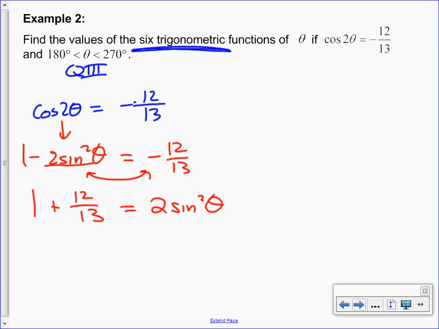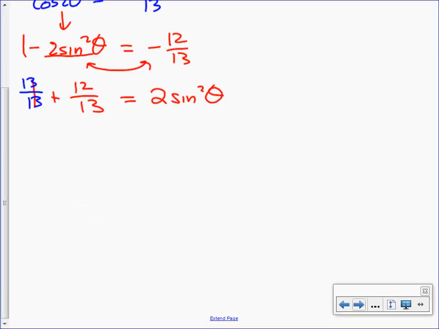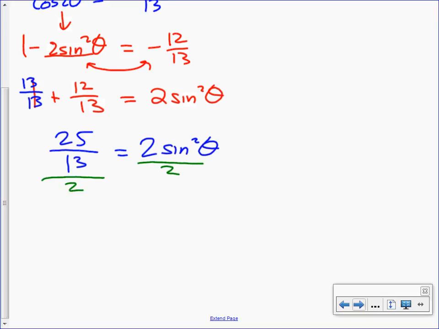To add those fractions together, change 1 to 13 over 13. 12 plus 13 is 25 over 13 equals 2 sine squared. Now what? Divide by 2. When you divide by 2, you just multiply the denominator by 2. So it's 25 over 26 equals sine squared theta.